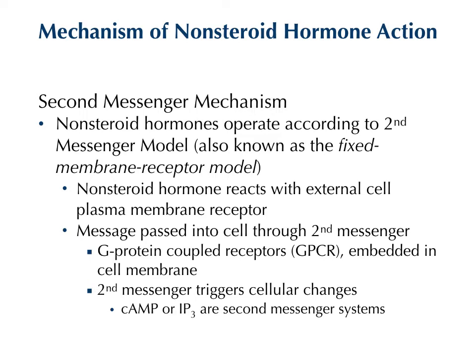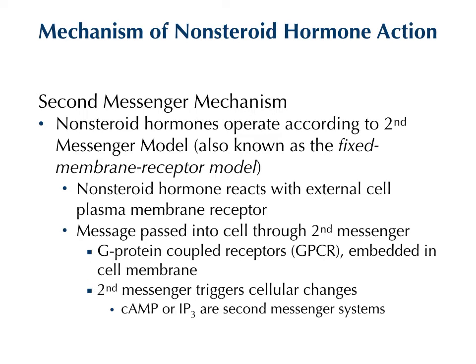The example that is used in your textbook in figure 25-9 is that of a nonsteroid hormone using a G protein coupled receptor, which is embedded in the membrane of a target cell. It binds to that G protein coupled receptor and activates it. And this causes an integral membrane protein called the G protein to bind to a nucleotide called guanosine triphosphate, or GTP.